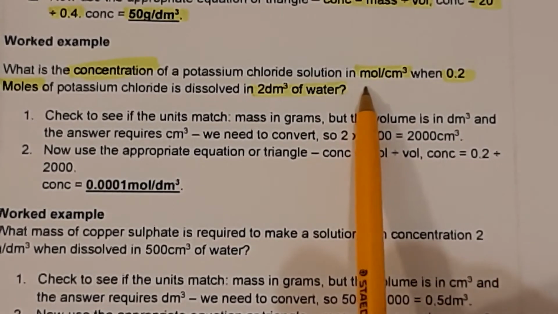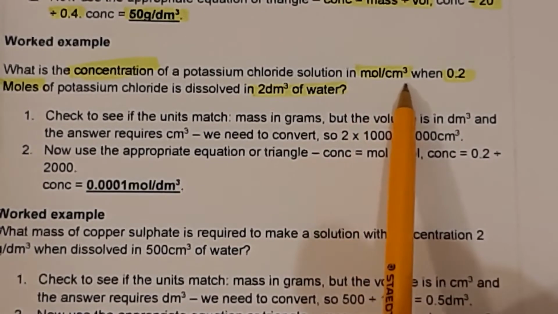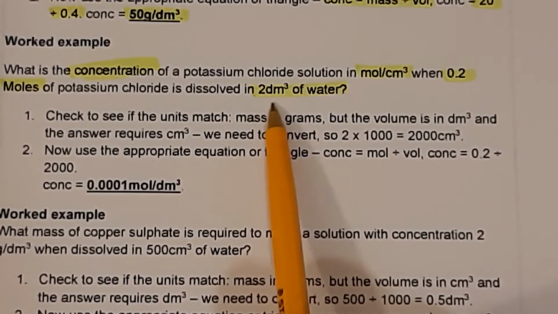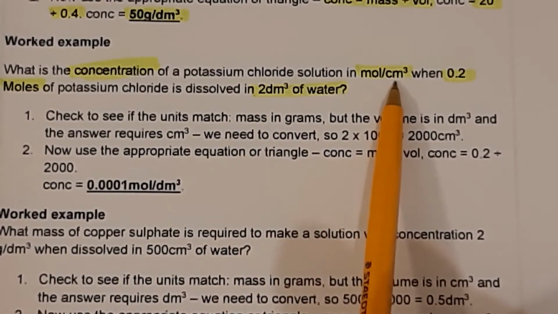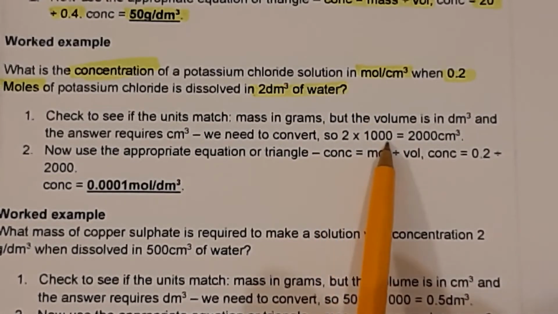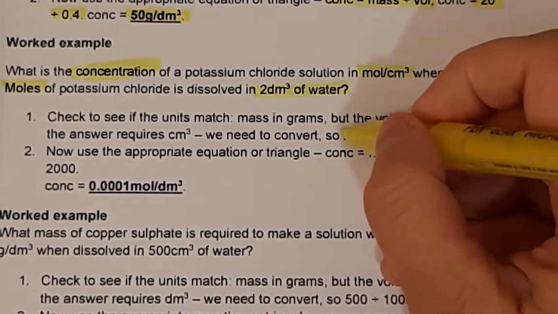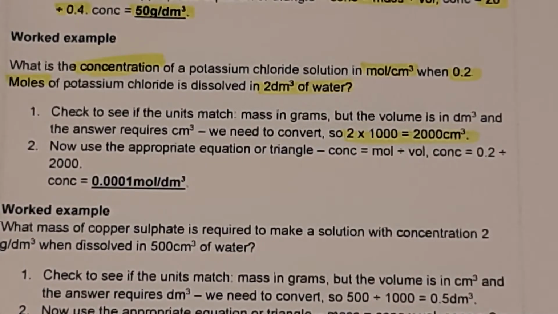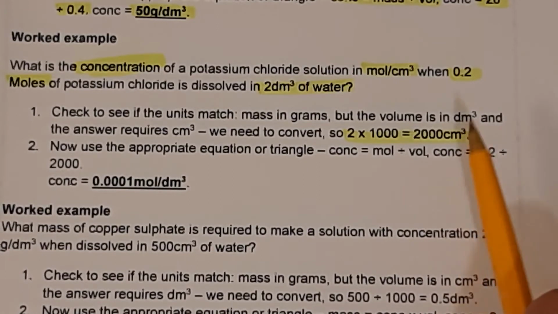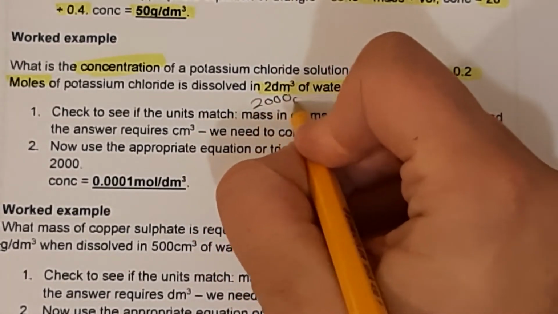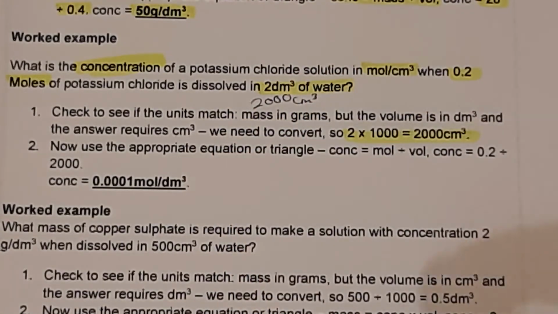Our concentration, we've been asked to give it in moles per centimeters cubed, but the amount of water has been given in decameters cubed. So we need to convert this amount of water into centimeters cubed, so we're giving the correct answer. So 2 decameters cubed, multiplied by 1,000 will give us the answer in centimeters cubed. So that is 2,000 centimeters cubed. Now we need to put this new amount into our equation.